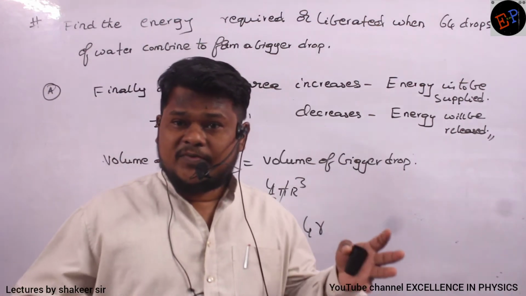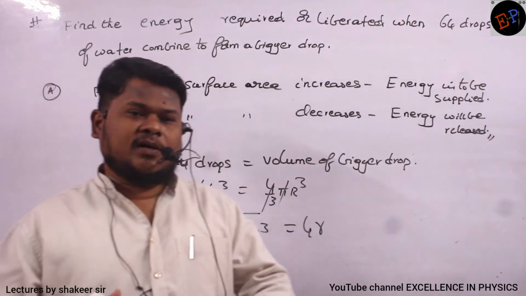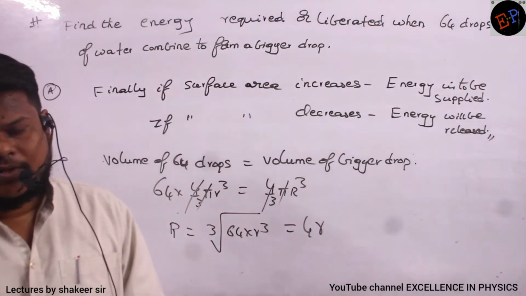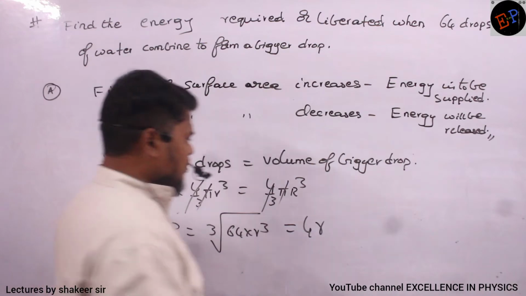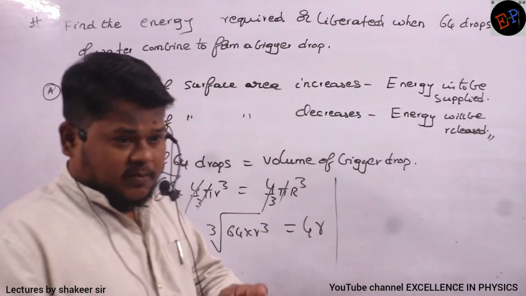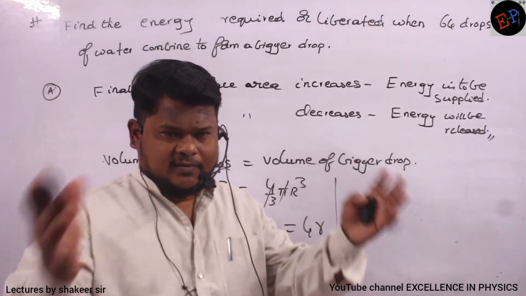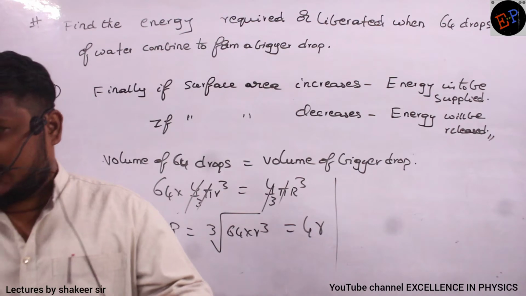But how many drops are we combining? 64 drops we are combining. But the bigger drop radius has become only 4 times the radius of the smaller drops. Is it clear? Now let us calculate the surface area. We will compare the combined surface area of the smaller drops and the surface area of the bigger drop. Then we will get an idea whether the surface area has increased or decreased.